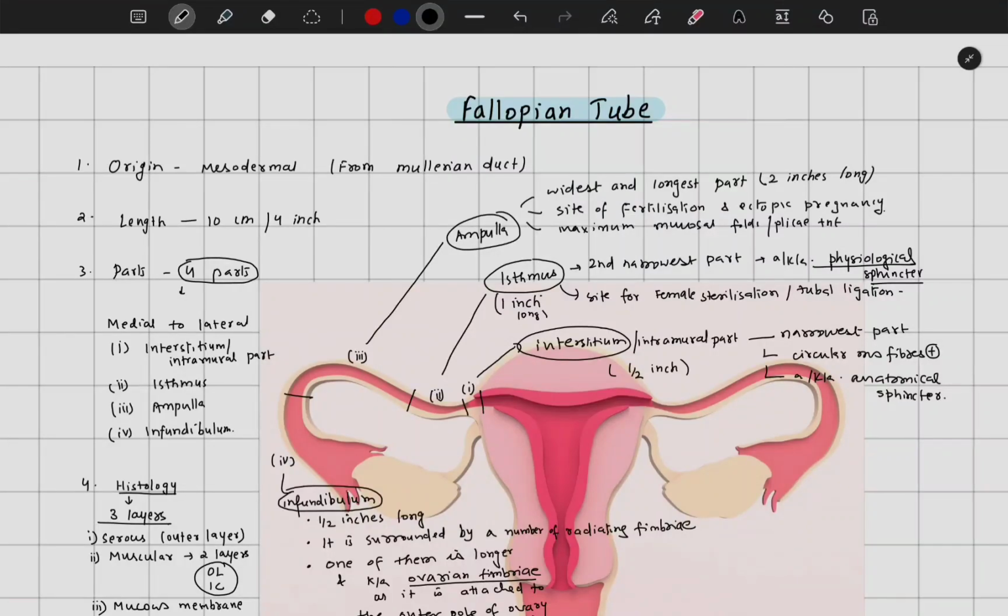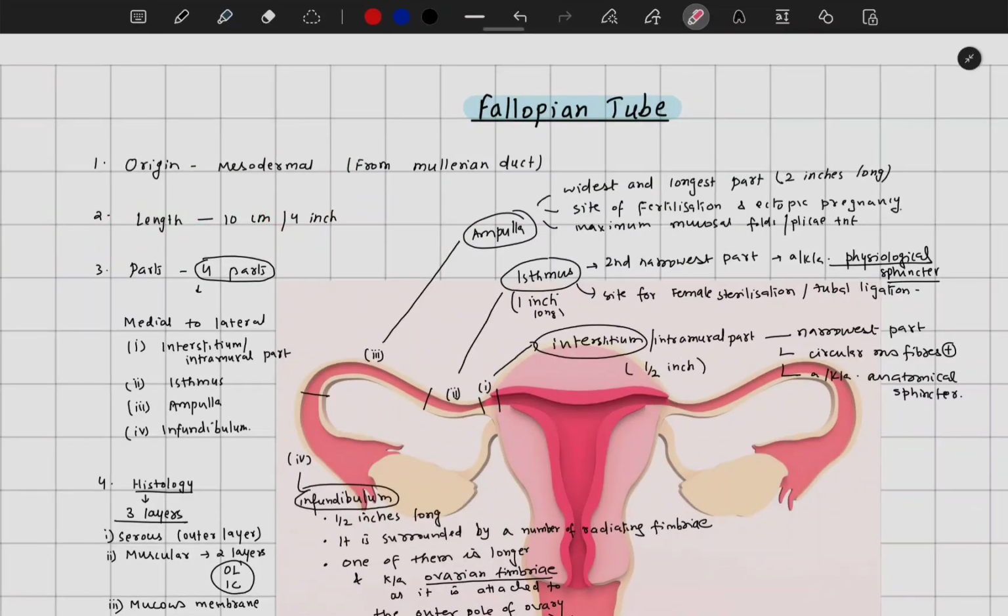Today we are going to study about the fallopian tube. It originates from the Mullerian duct, so it has a mesodermal origin, and its length is 10 centimeters, that is 4 inches. It has 4 parts from medial to lateral.